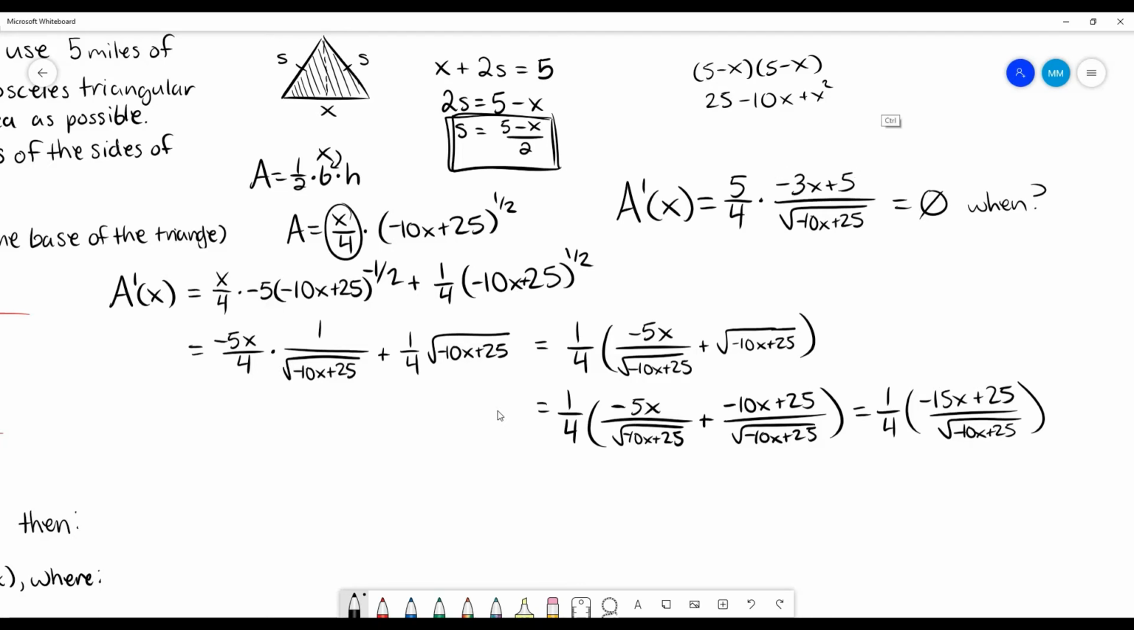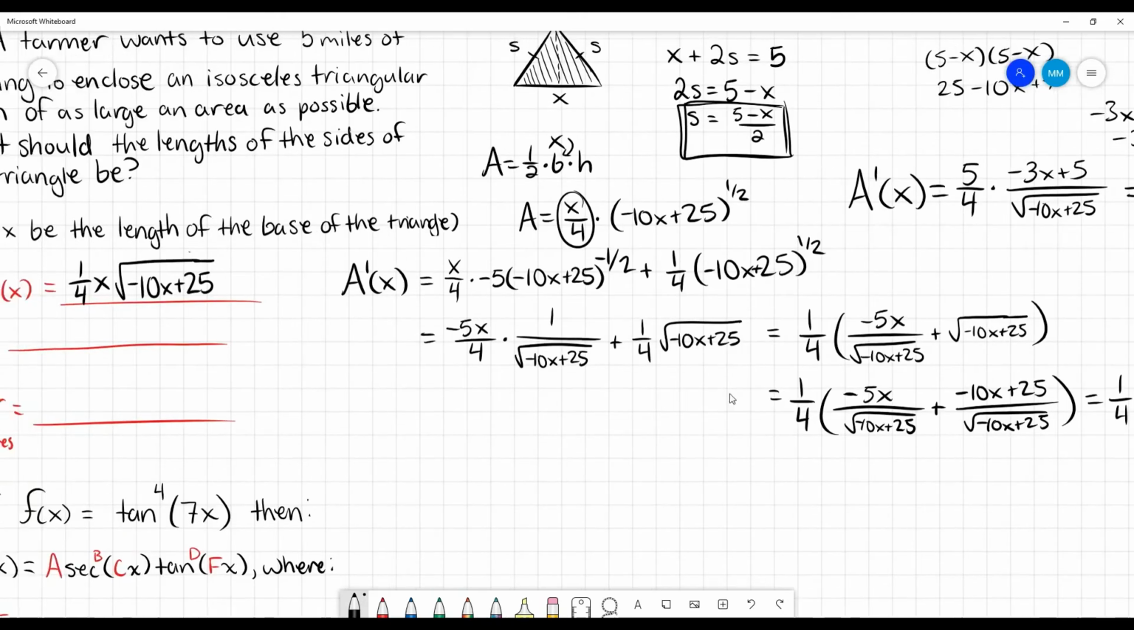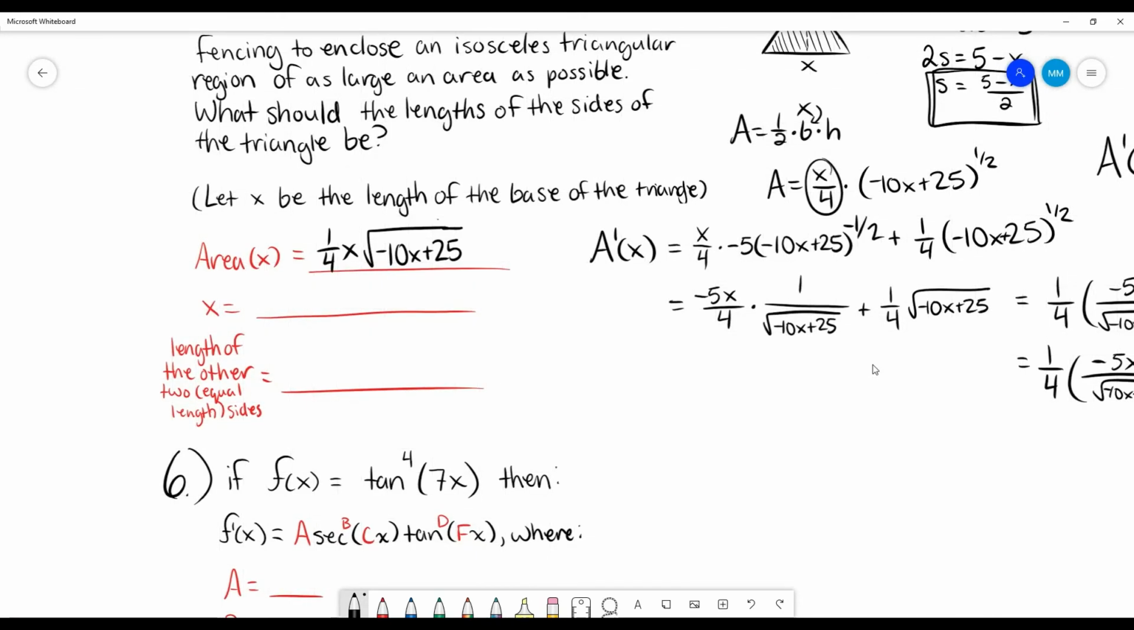So when does negative 3x plus 5 equal 0? Well, I got negative 3x equals negative 5, 3x equals 5, x equals 5/3, or 1 2/3. So let's take a look. It says our x equals 1 2/3 is what we just found, aka 5/3.